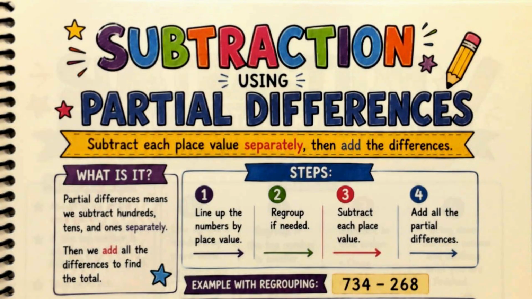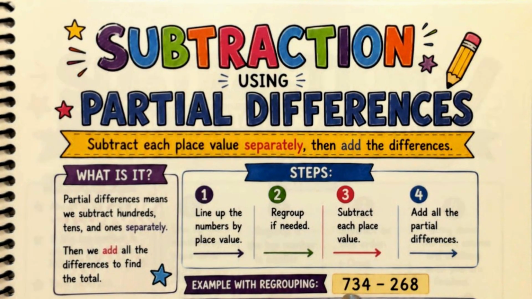Here we go. Subtraction using partial differences. What does that really mean? It means to subtract each place value separately, then add the differences. So we subtract the hundreds, the tens, and the ones, all separately, and then we add all the differences back together to find the total. Here are our steps. Step 1: line up the numbers by place value. Step 2: regroup if needed. Step 3: subtract each place value. Step 4: add all the partial differences.